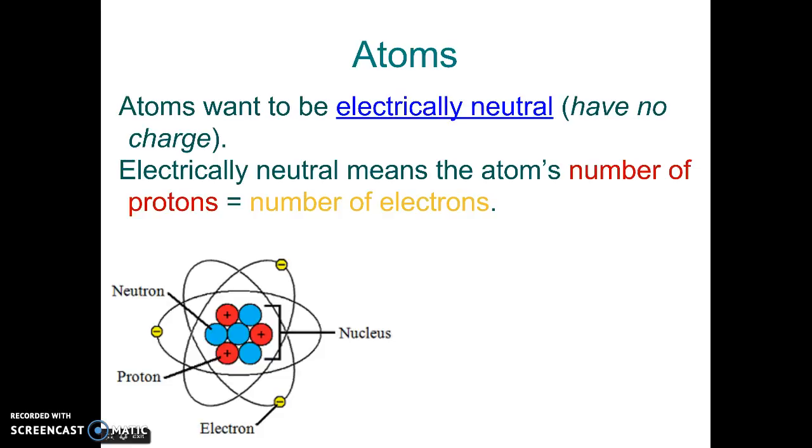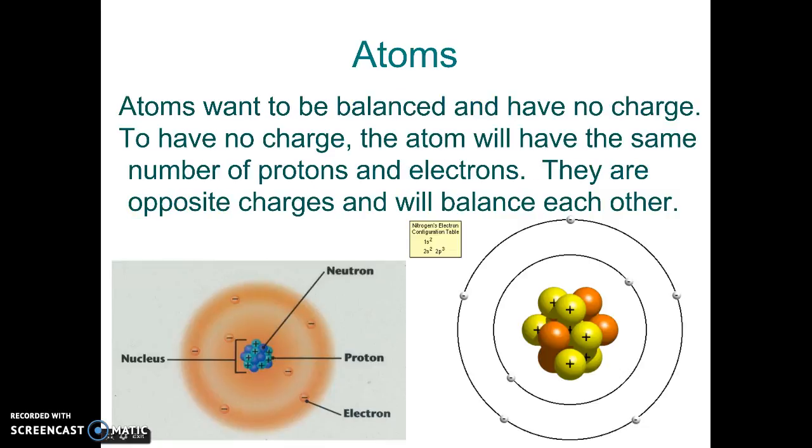An atom wants to be electrically neutral and have no charge for the whole thing. And in order to do that, the number of protons has to be equal to the number of electrons. In a perfect world, you want your plus magnets to balance out your minus magnets, and so you get this equal, and the atom would like to be equal. And so when we talk about atoms, we talk about having the same number of electrons as we have protons.